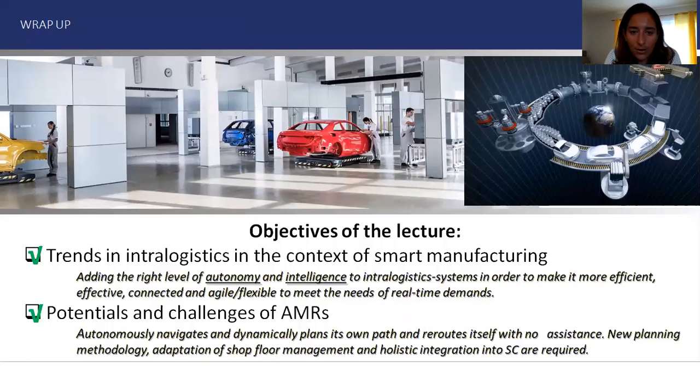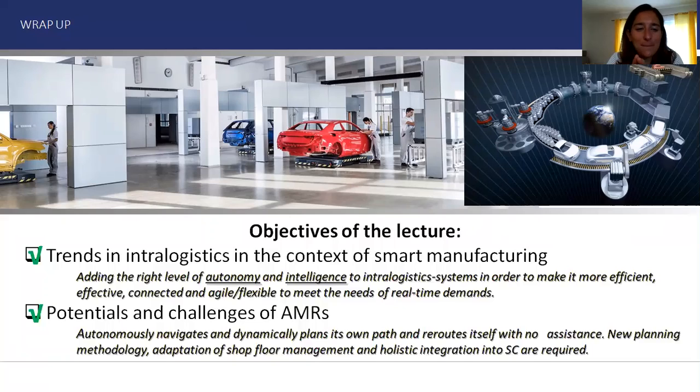Just to shortly wrap up what we have heard today. Smart manufacturing for intralogistics means that you want to add the right level of autonomy and intelligence to your systems in order to become more effective, efficient, connected, and agile. Remember those 4 points of smart manufacturing. And you always want to meet real-time demands.